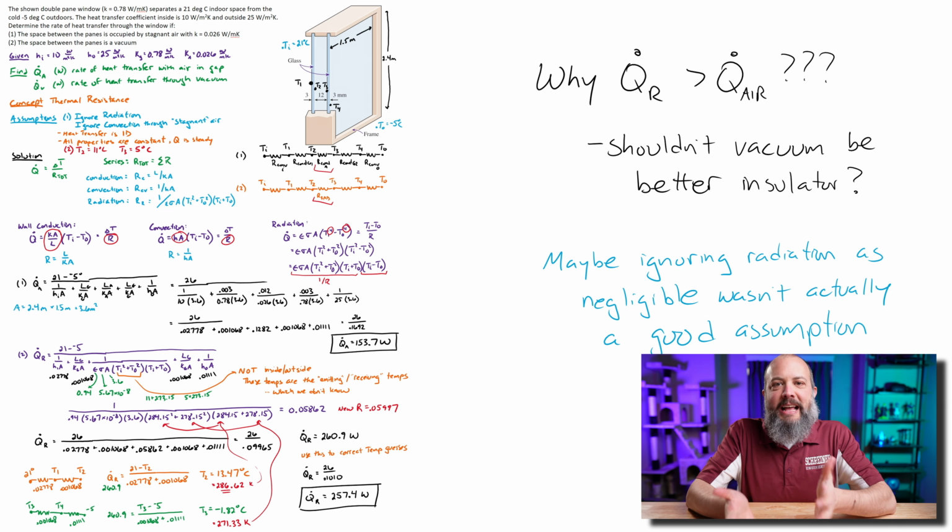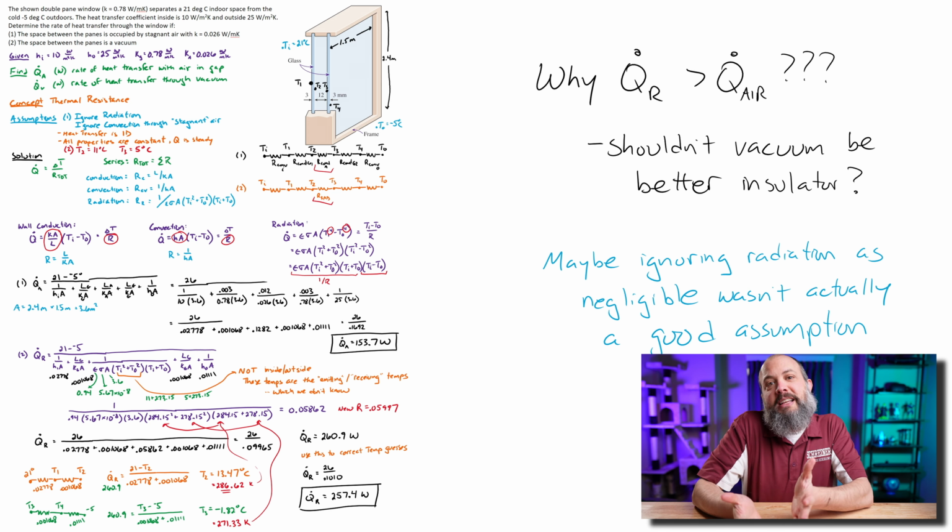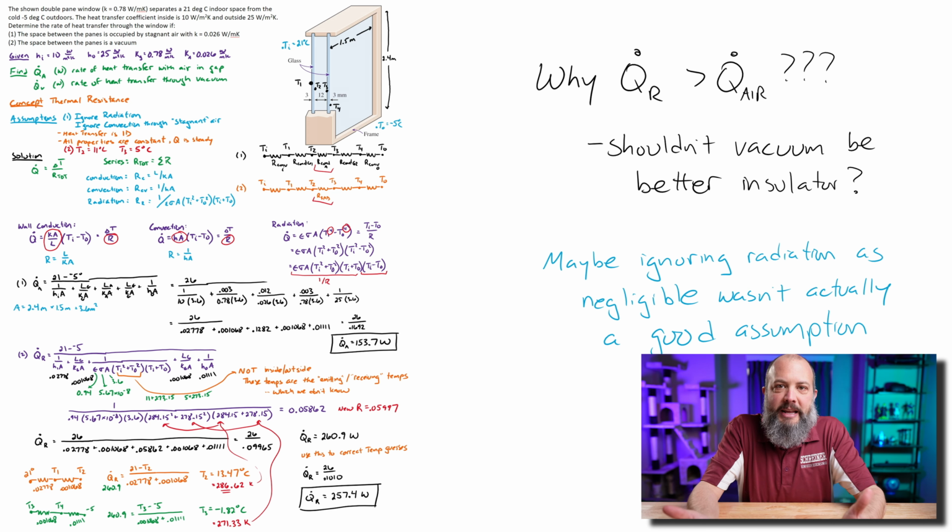Radiation is going to be negligible when you have really large values of k or h, which are going to result in a lot of heat transfer through convection and conduction. So when you have really small values of k or h, which means a lot of resistance to heat transfer, those are the times when you actually should include radiation.